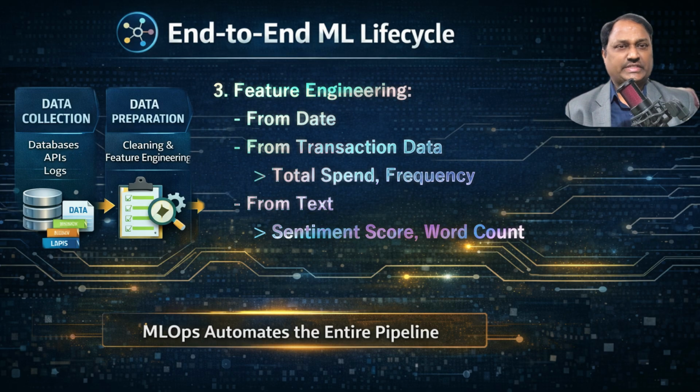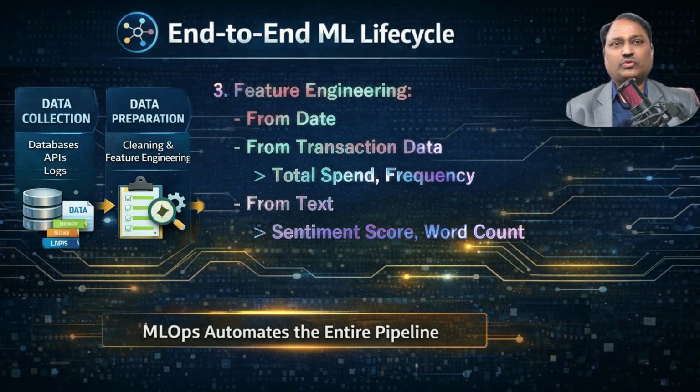Example, from date we extract day, month, year, weekend, weekday. From transaction data, total amount spent by a user over a period of time, indicating purchasing behavior. Frequency of purchases, how often a user makes purchases, helping identify engagement patterns. From text, sentiment score, a measure of the emotional tone, positive, negative, or neutral in the text. Word count, the total number of words in a text used as a basic feature for analysis.